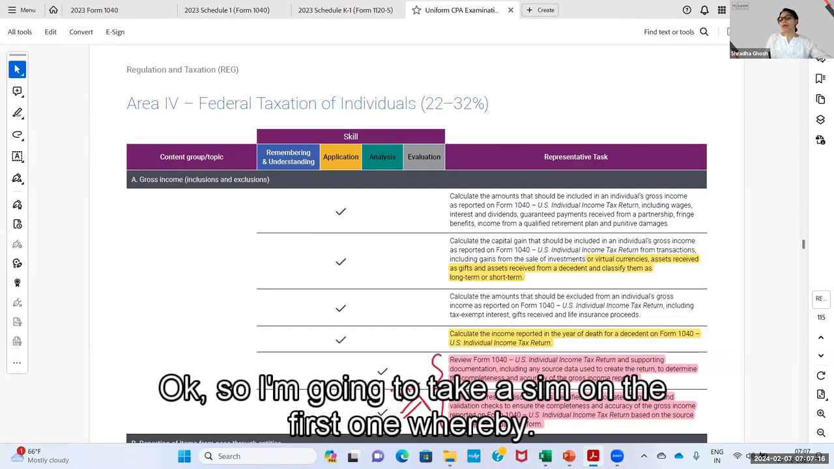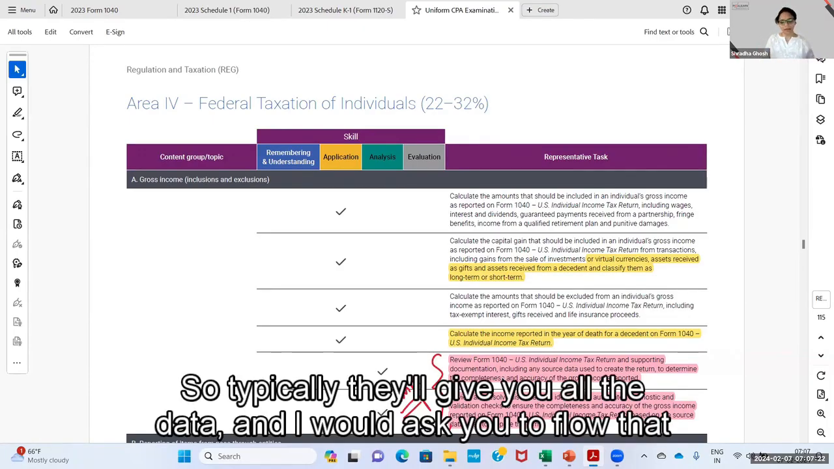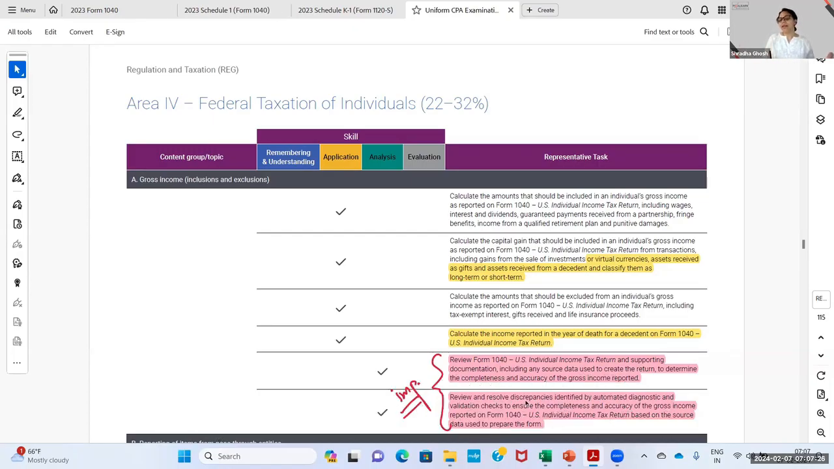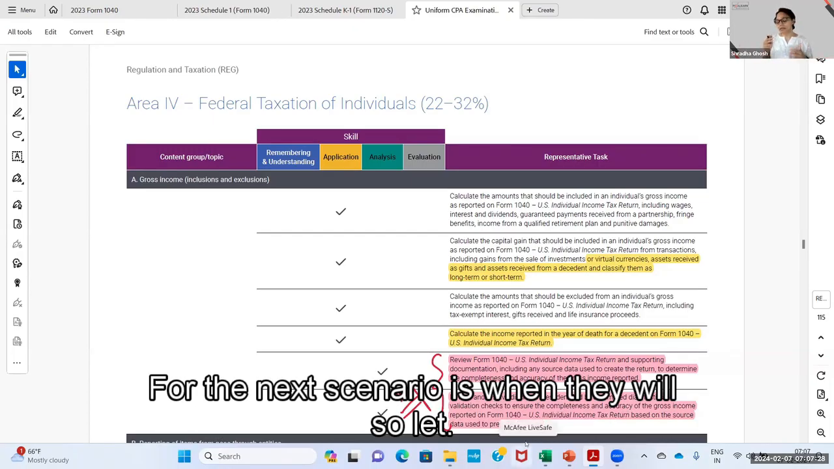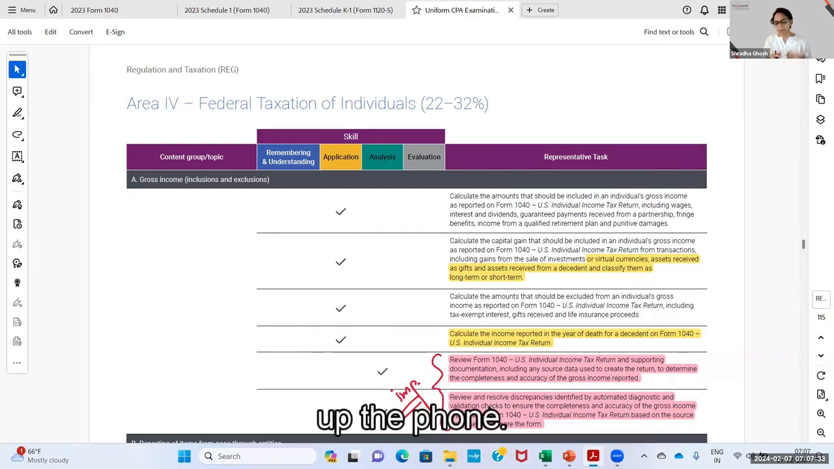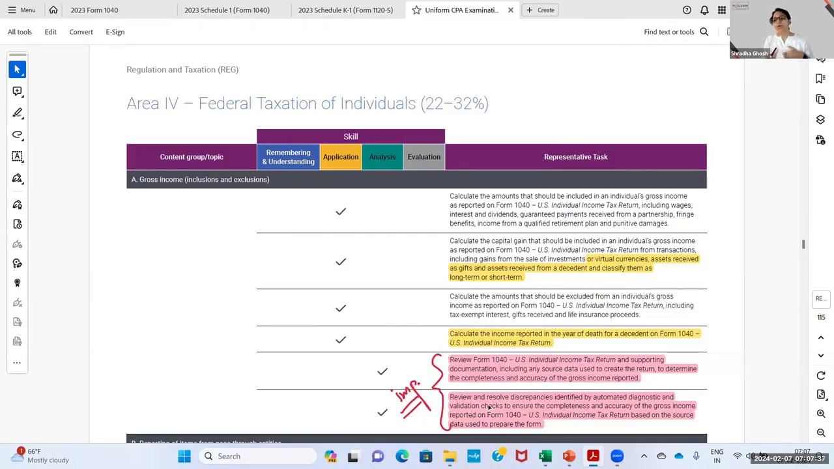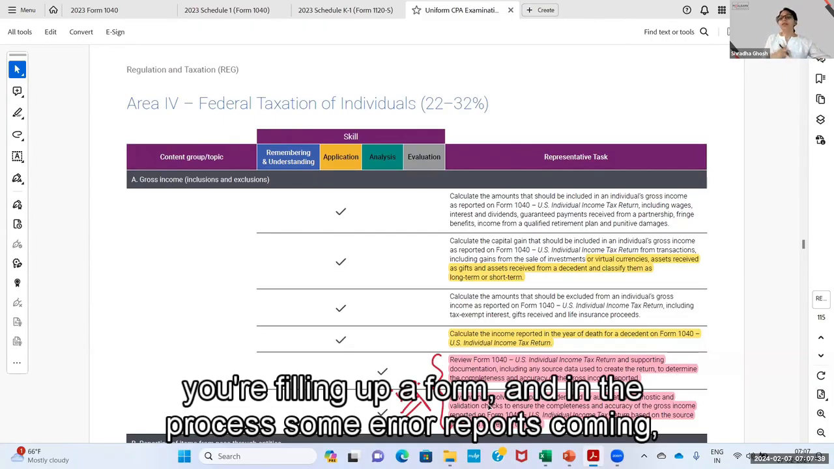So I'm going to take a sim on the first one, whereby we ask you to review the Form 1040. Typically they'll give you all the data and ask you to flow that data onto the form. The first scenario is you are the tax return preparer and you are filling up the form. The next scenario is you are a tax return preparer, you're filling up a form, and in the process, some error reports come in, right?